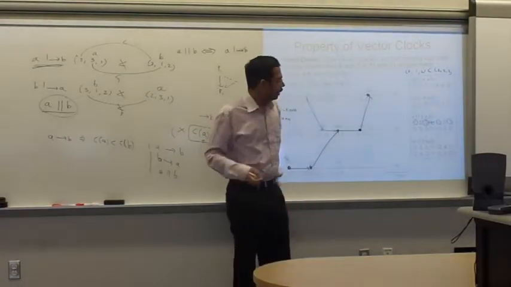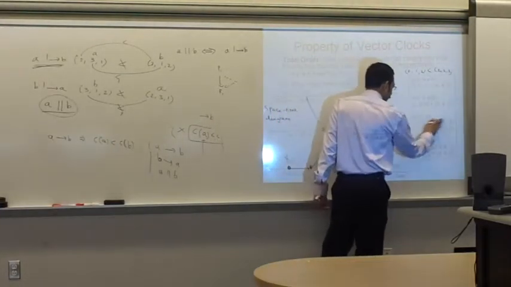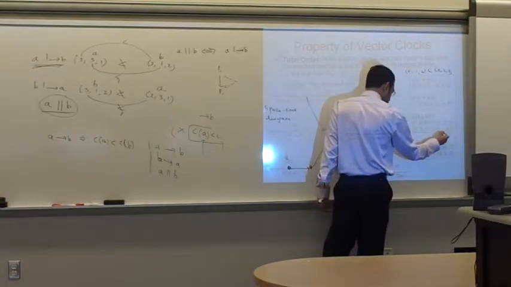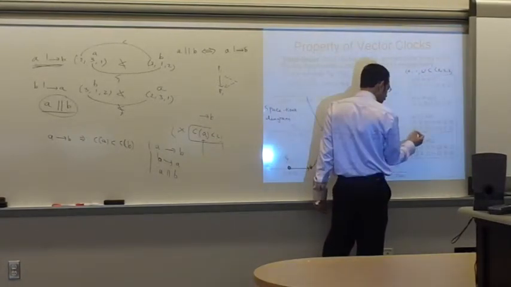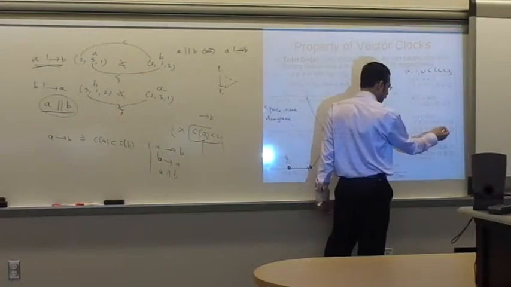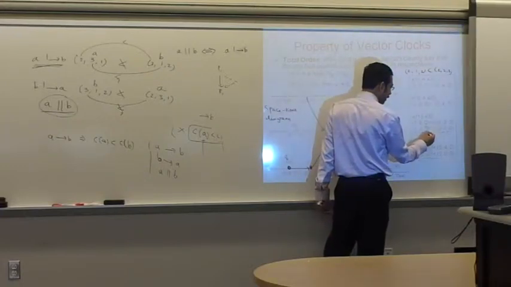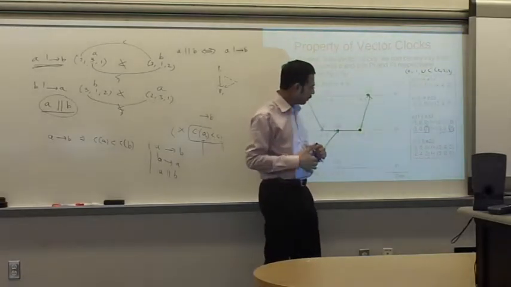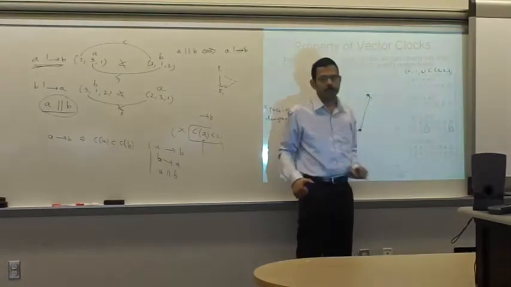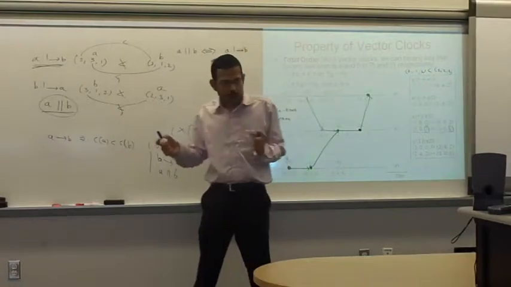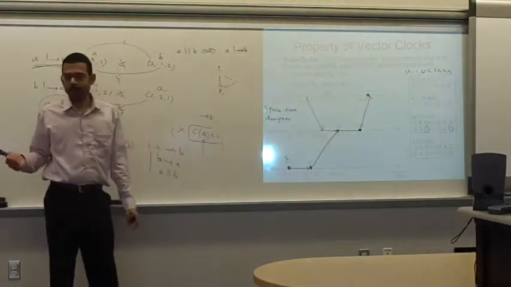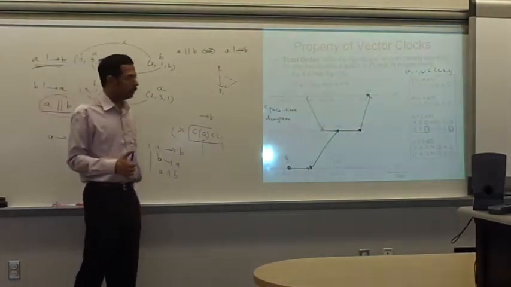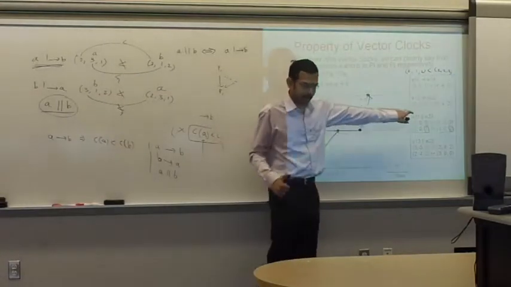It's not less. Then to compare the other way, 0 is less than 1, fine. 0 is less than 0, fine. But 3 is less than 0, no. So we cannot say this clock value is less than this clock value. So either way we cannot say which one is less than the other. Right? So these two events are concurrent events.